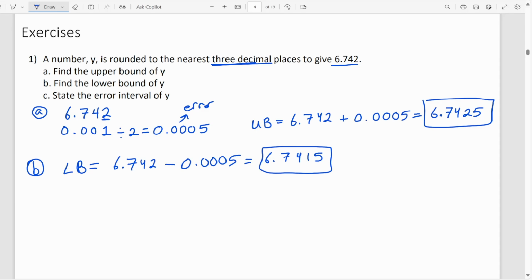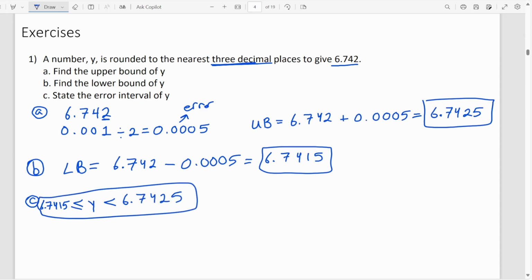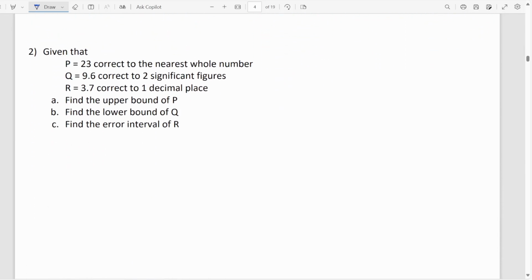Okay, part C, state the error interval of y. So like I've said, y is basically greater than or equal to the lower bound, which is 6.7415, and it's less than the upper bound, 6.7425. Okay, that's it. This is the answer. Moving on to the next question.